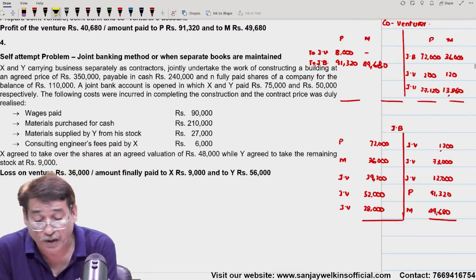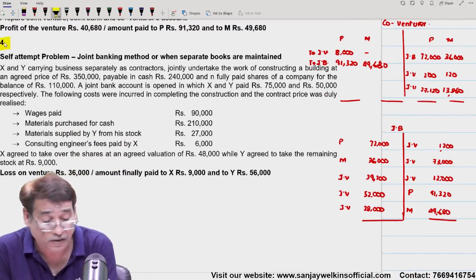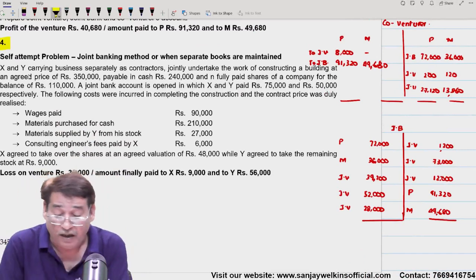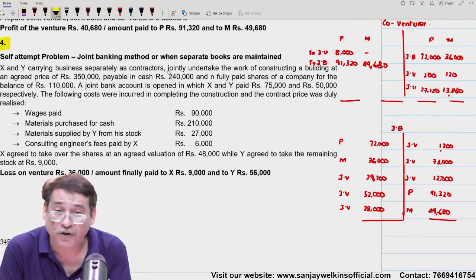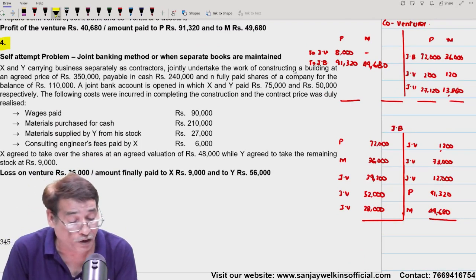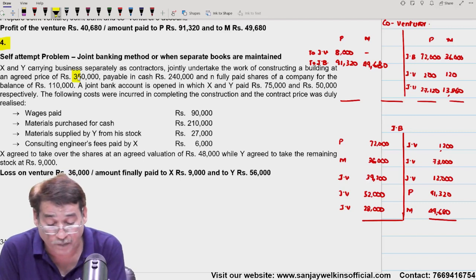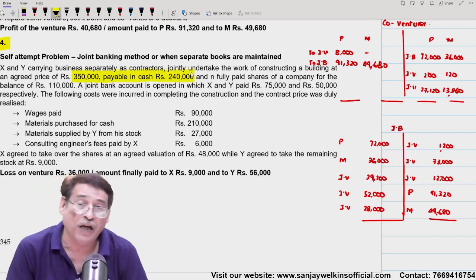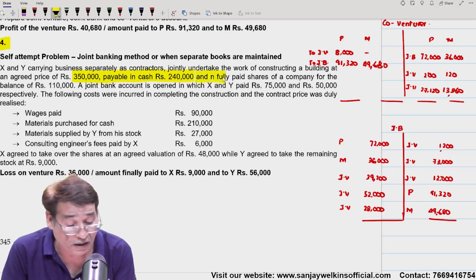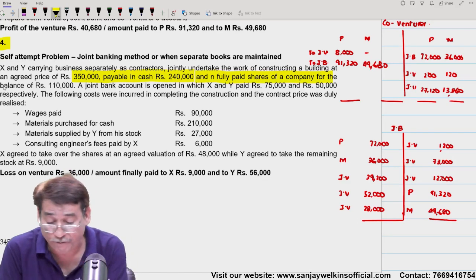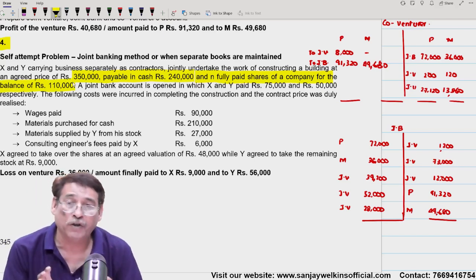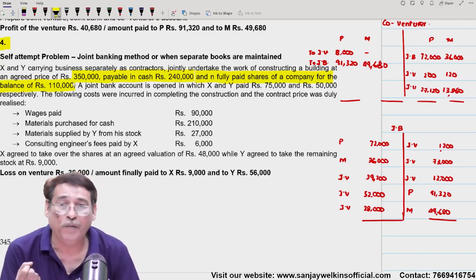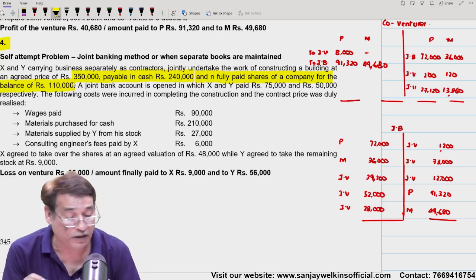Question number 4, you can easily manage on your own. I'm just giving you a sort of hint. X and Y carrying on business as contractors jointly undertake the work of constructing a building at an agreed price of 3,50,000, payable in cash 2,40,000, and in fully paid shares of the company for rupees 1,10,000. So out of the 3,50,000 contract price, 2,40,000 will be received in cash and 1,10,000 in shares.